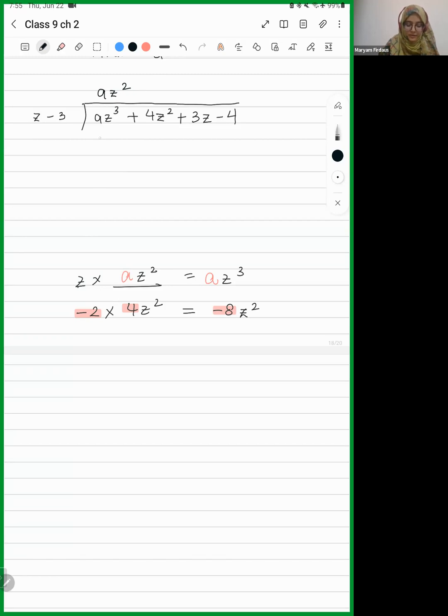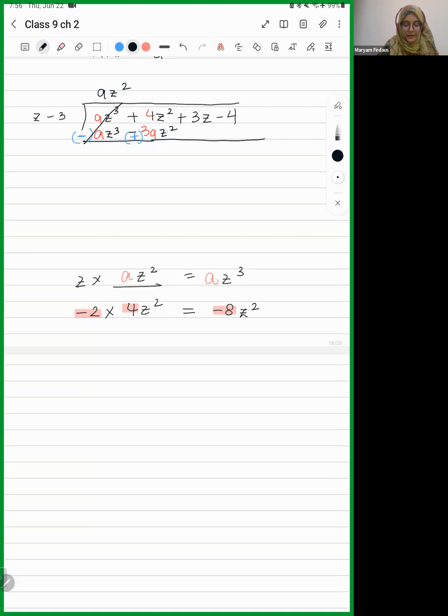First we will write this down. Minus 3 multiplied by az square is minus 3az square. Change the signs. Clear to everyone? Yes, ma'am. Yes, we will change the signs. So now this becomes positive and this becomes negative. Now we do the cancelling part. This az cube and az cube gets cancelled.